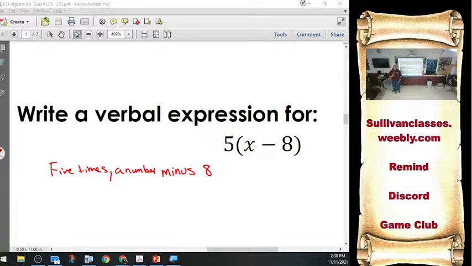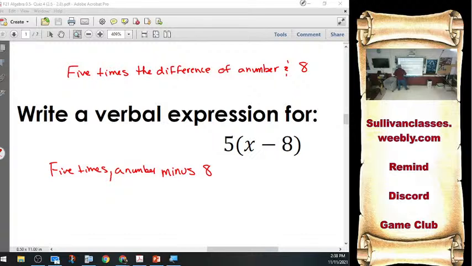Specifically when I say the difference of, that groups things together. I'm going to say 5 times the difference of. Because as soon as I say difference of, it tells me, hey, I'm going to subtract things, and the "and" is where I put my subtract. I see what you did there. I like it. Okay. The difference of a number and 8.